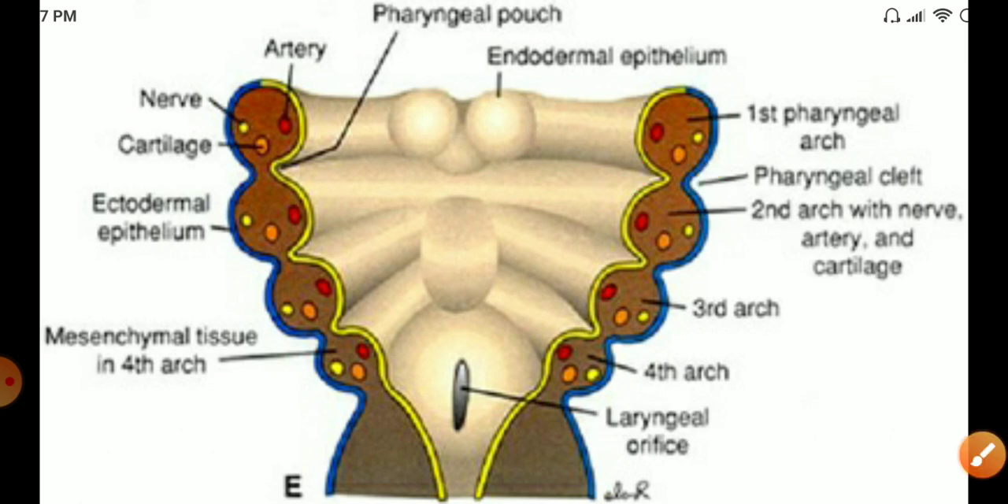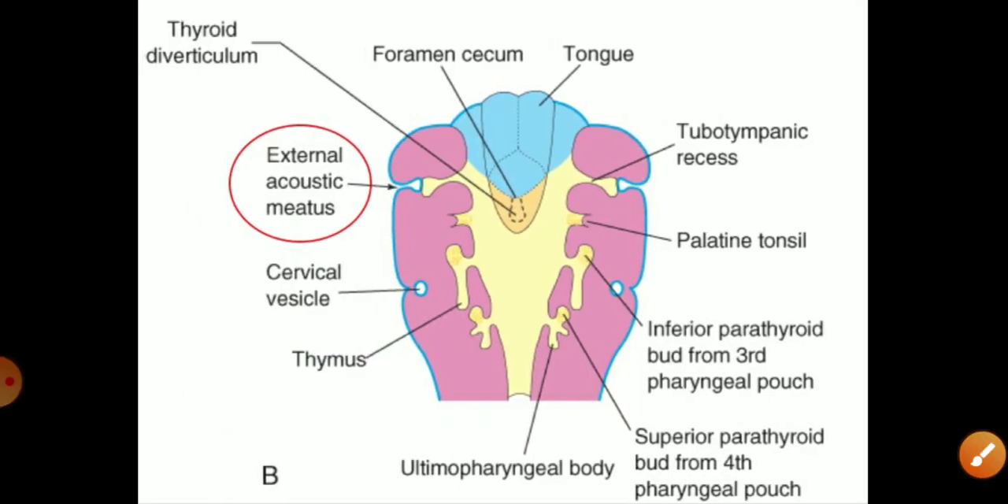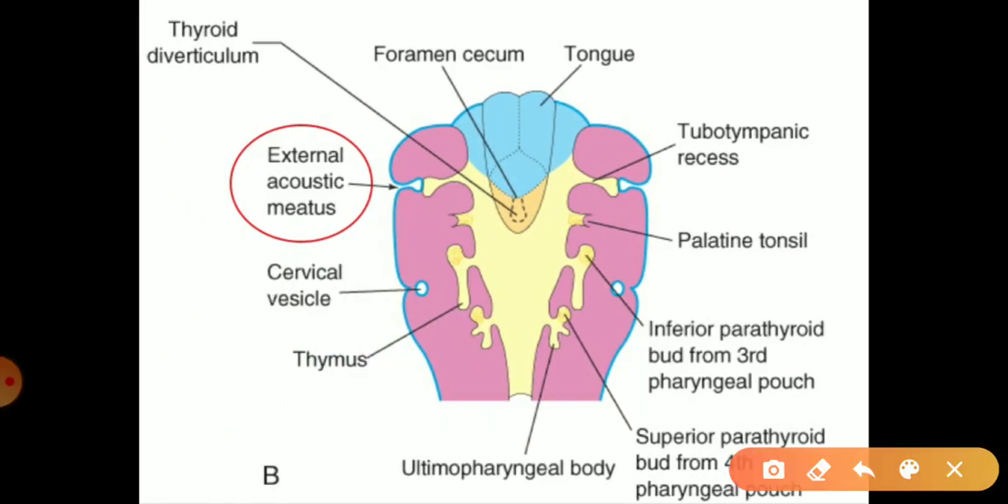We will not go through the structures forming from the first, second, fourth and sixth pharyngeal pouches, but our main focus will be the third pharyngeal pouch. So what structures are formed from the third pharyngeal pouch? For that we have here an image from which we can understand the structures.